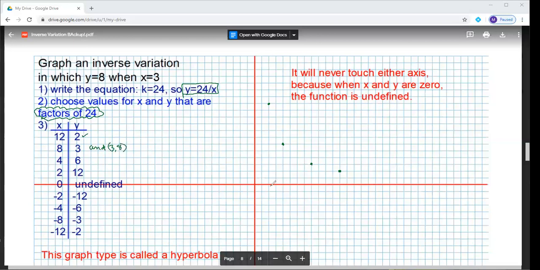Because they still multiply to 24. So 1, 2, 3, 1, 2, 3, 4, 5, 6, 7, 8. See how that completes our little curve there?